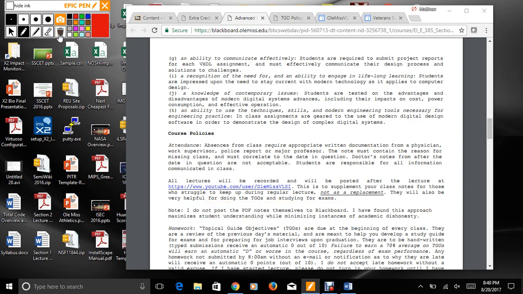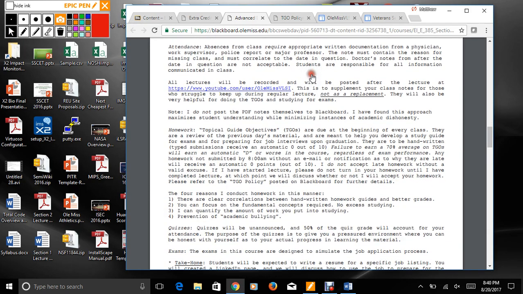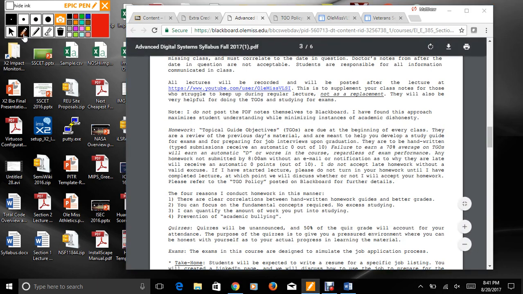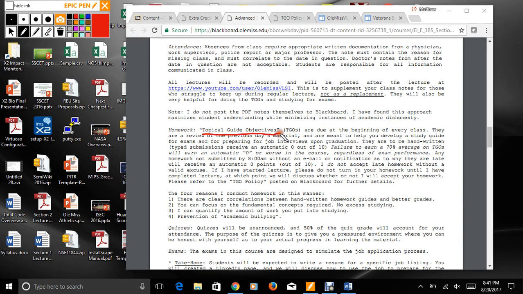So number 5, what does Topical Guide Objectives stand for? What do our TGOs do? And what should you do if you can't make it to class on time? Now, TGO stands for Topical Guide Objectives. They are due at the beginning of every class. Basically, they're a review of all the course material. They are due at the beginning of class, period.